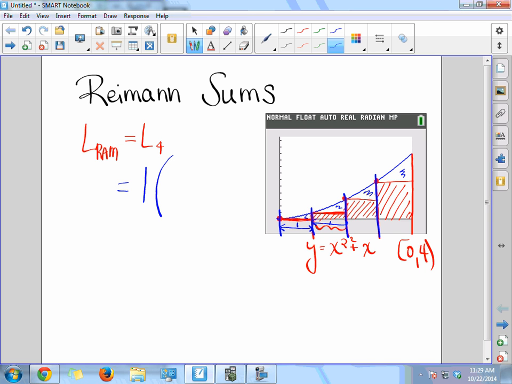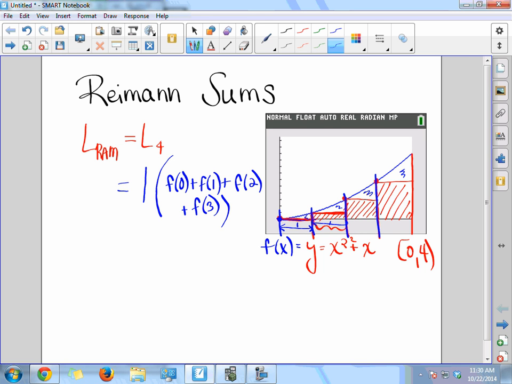So the height of this first rectangle is just going to be the function evaluated at the left point. So this would just be f of 0 or y of 0. Let's call this f of x. The next point would be the height at 1, which is going to be f of 1. And then as you can see the pattern, the next is going to be the height at 2, which is f of 2. And then the last one is going to be the height at 3, which is f of 3.